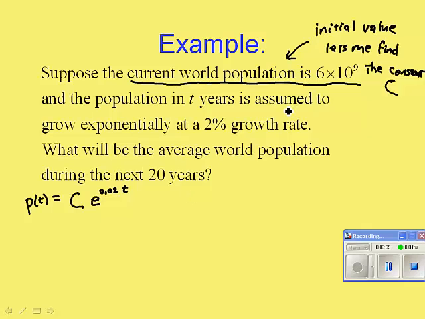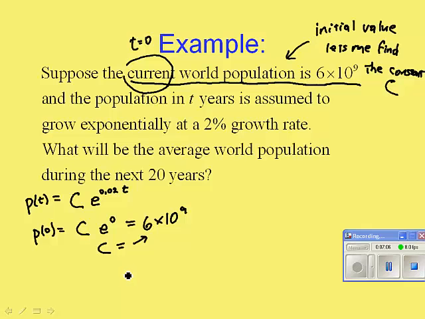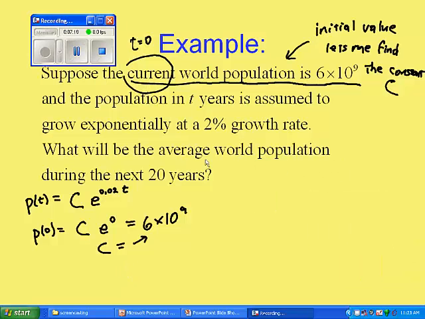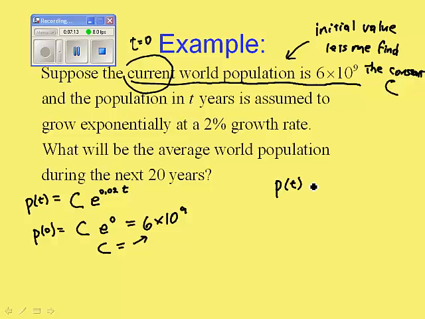So how do I do it? Well, what am I going to put in for t? I guess, yeah, because the current world population, that's t equals 0. So when t equals 0, that's C times e to the 0. That equals, well, 6 times 10 to the 9th. And e to the 0, of course, is 1. So I get C is that. And so my function then is P of t equals, I guess it's 6 times 10 to the 9th times e to the 0.02 t. Guys with me?